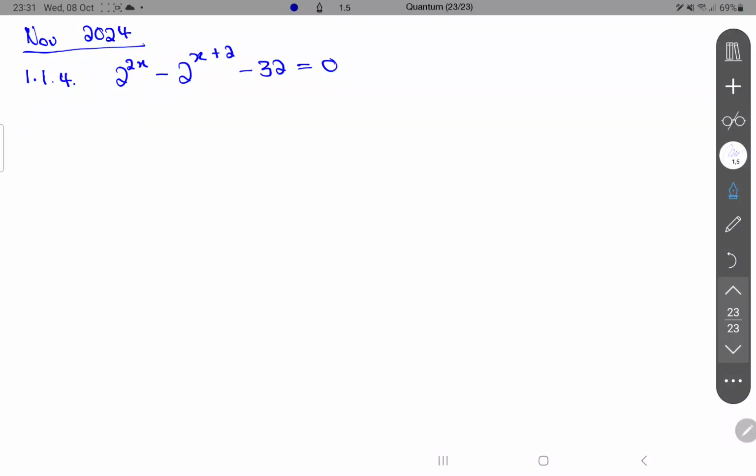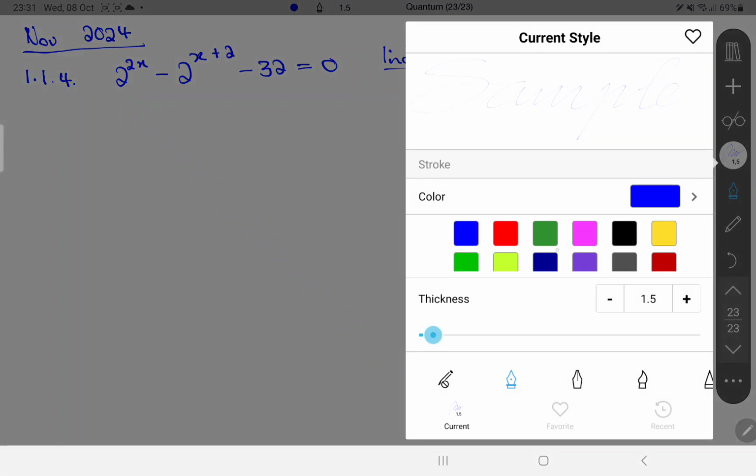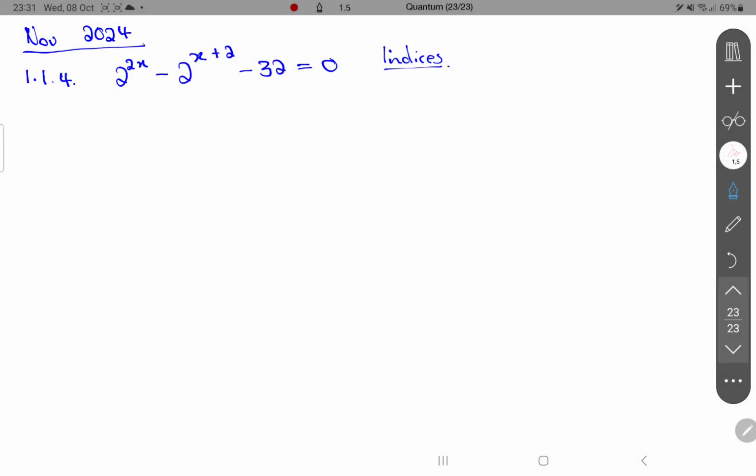2024, we are dealing with indices. Now, indices, we are solving an equation. When you look at it, it looks like a quadratic. But let's look at the first thing to attack. Let's look at this one.